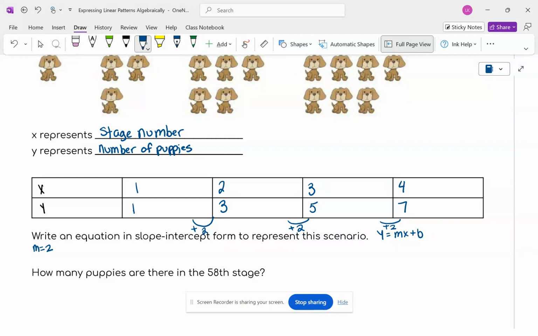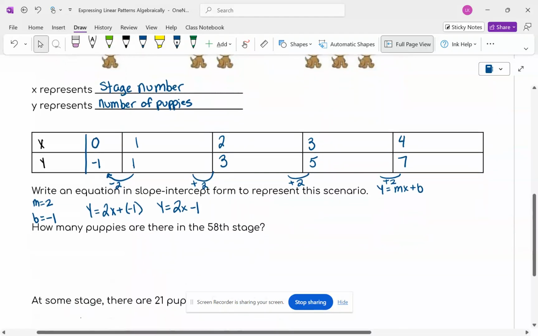Now, in order to find our b value, we actually need to figure out what's happening when x is 0. And so we know that if we're going forward here, there's going to be an addition of 2. But we're actually trying to go backwards. So instead of adding 2, we're going to subtract 2, and 1 minus 2 is -1. So b is -1. So our final equation in slope-intercept form is y equals 2x plus -1, or y equals 2x minus 1. That's just a cleaner way of writing it.